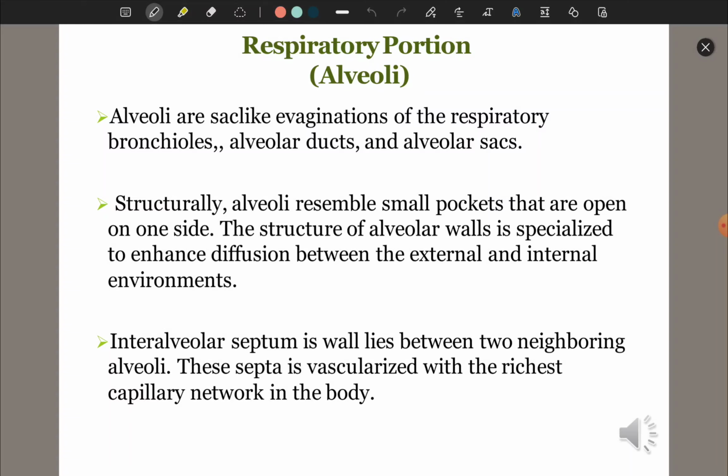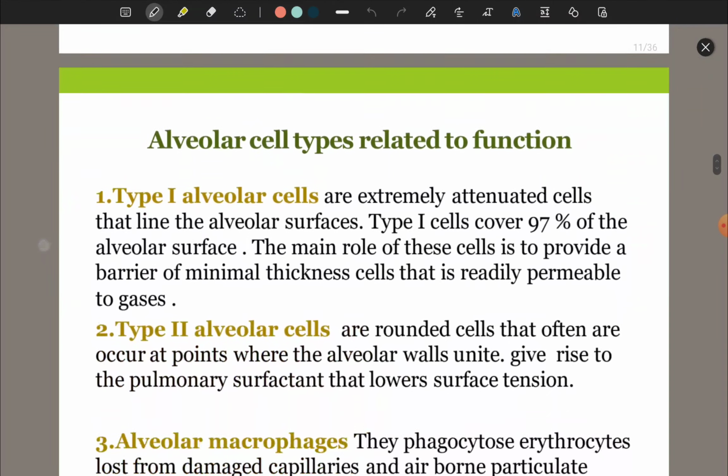Structurally, alveoli resemble small pockets that are open on one side. The structure of alveolar walls is specialized to enhance the diffusion between the external and internal environment. And we have what is called the alveolar septum, which is a wall between two neighboring alveolar sacs. This septum is vascularized with the richest capillary network in the body. And we have three types of cells in the wall of the alveolus. We will discuss these later on the diagram.